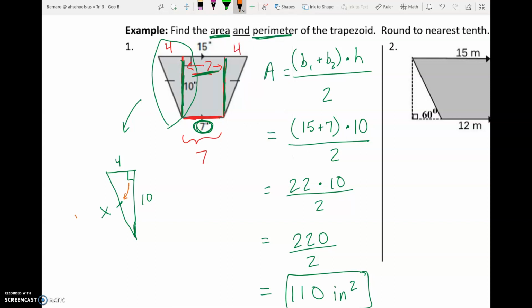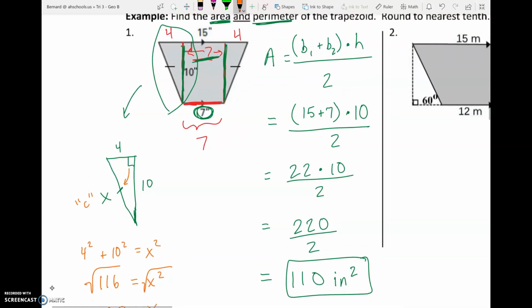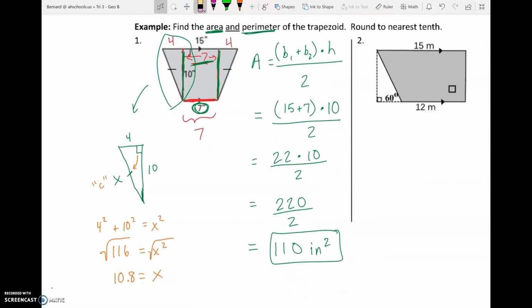We need to know what c is. It's always across from the 90. And so our X is our c. So we can do 4 squared plus 10 squared equals x squared to find the perimeter. And 4 squared is 16, 10 squared is 100, so together that's 116 equals x squared, and then we will square root both sides. And so we find that that slanted side is going to be roughly 10.8.